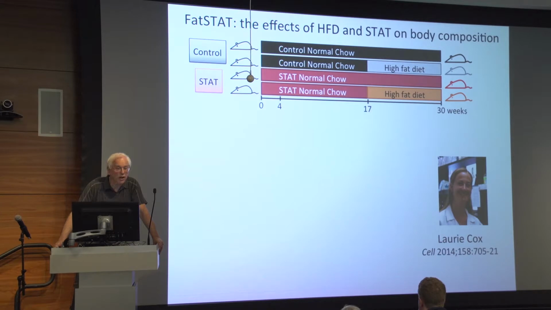that was done by Laurie Cox when she was a graduate student in the lab. Laurie did an experiment that we call FAT-STAT. She asked, what are the combined effects of a high-fat diet and the STAT antibiotics on body composition? So she gave mice low-dose penicillin in their drinking water. All the mice were on normal chow, and at week 17 of life, half the mice were put on a high-fat diet.